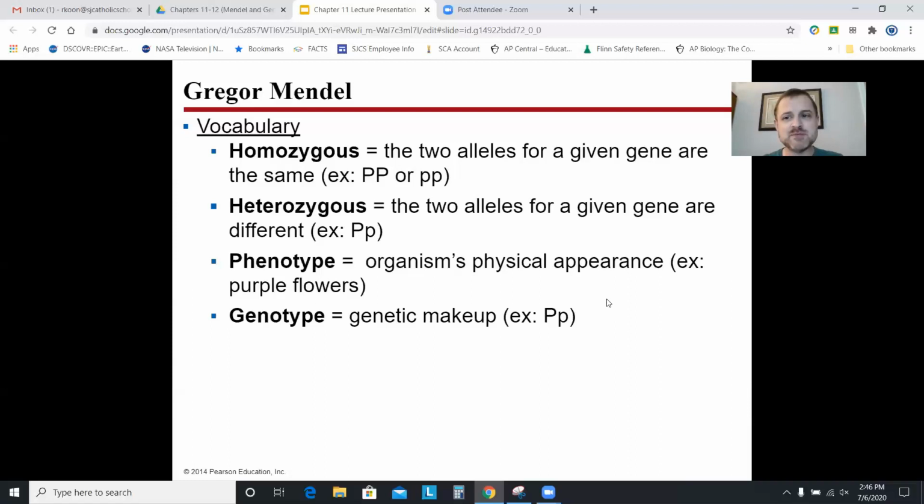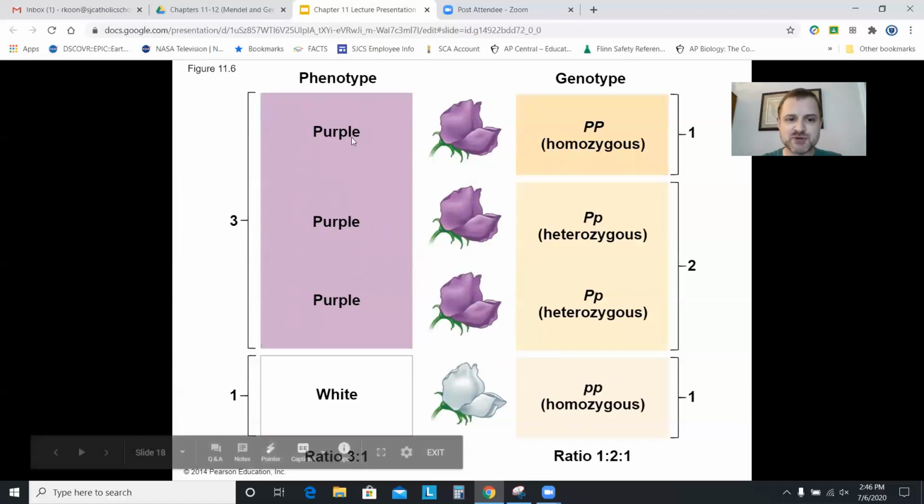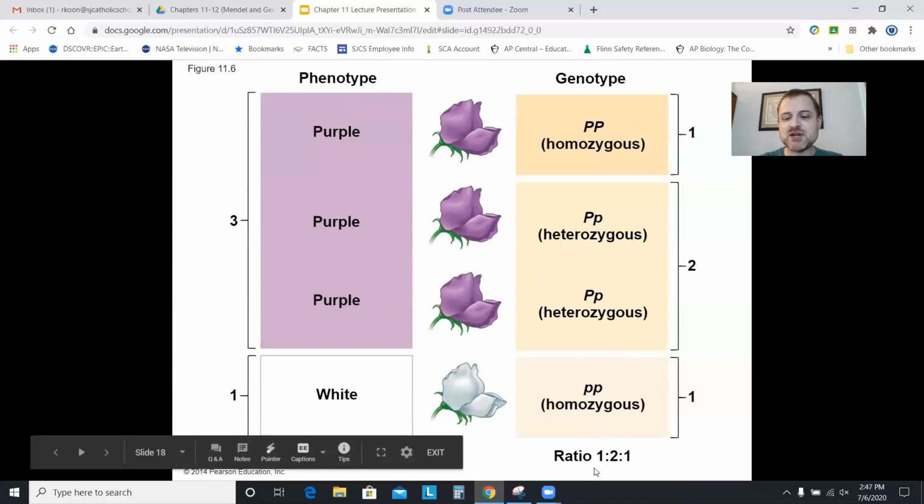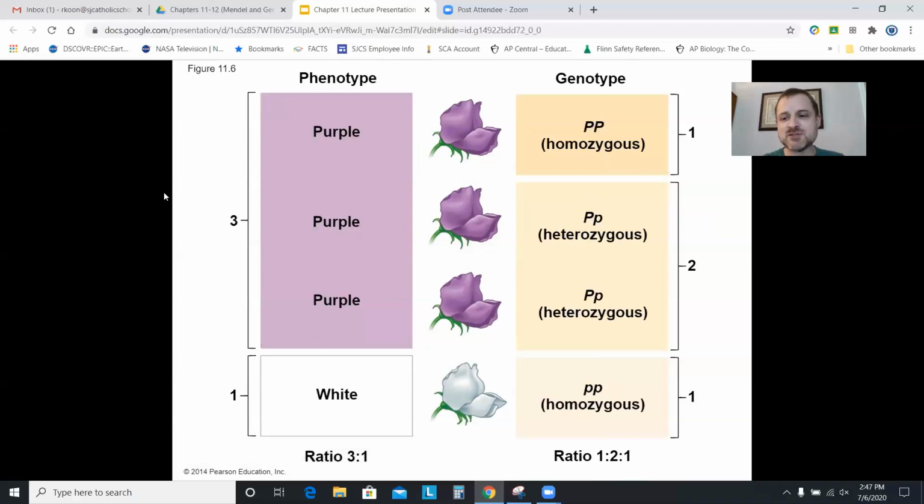This just shows Mendel, you know, there were four choices. Three were purple: one was homozygous dominant, two were heterozygous. Go back and look at my Punnett square. One was homozygous recessive, so a 3-to-1 ratio. Here it says ratio 1-to-2-to-1. That's looking at genotypes: one big P big P, two big P little p's, and one little p little p. So the ratio of phenotypes, that bar needs to go away. There we go. The ratio of phenotypes was 3-to-1. The ratio of genotypes was 1-to-2-to-1.